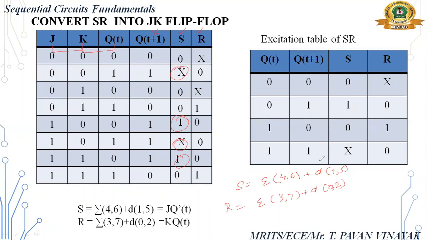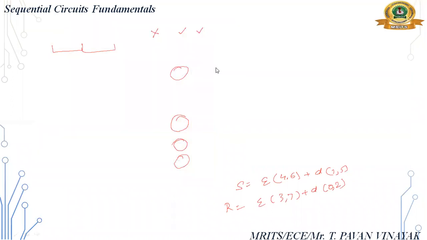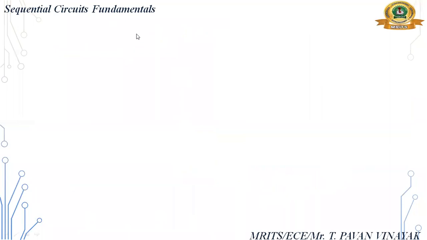Now I want to find the expressions for it. So I am applying the K-map. How many variables do we have? 3 variables, J, K, Q of t. So I am taking a 3 variable K-map. 0, 0, 0, 1, 1, 1, 1, 0.